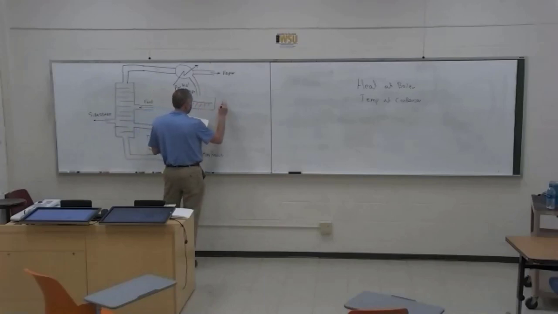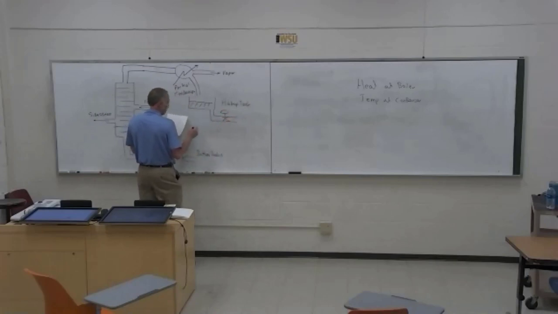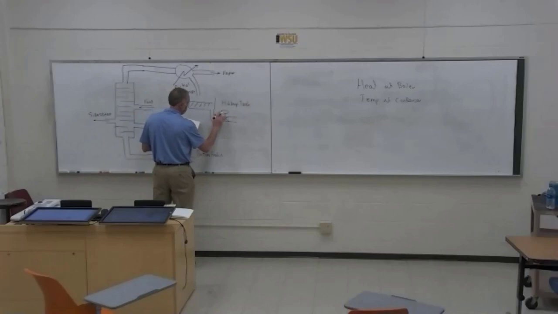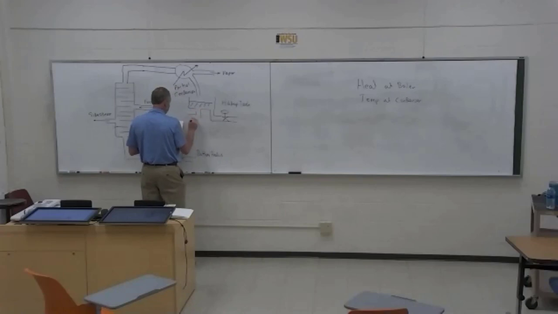This is called a holdup tank. And then you can take product off of this with a valve. That valve didn't turn out so good. And then you run some of this through another valve.